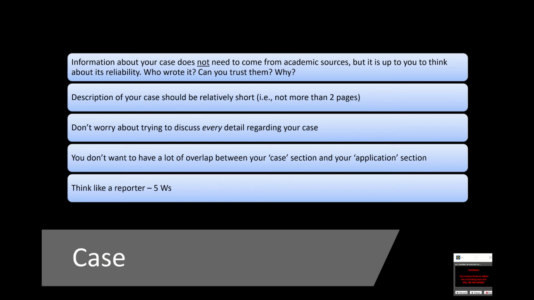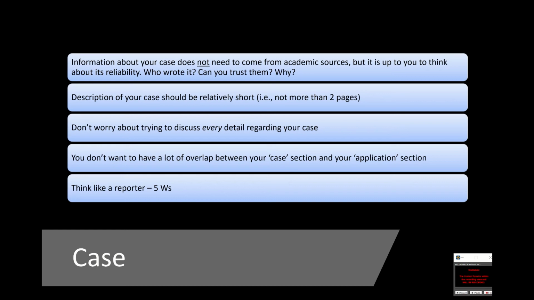So keep your description of the case relatively short, not more than 2 pages, but I really recommend just like 1 page, 1.5 pages. You're not going to receive a lot of marks for the description of your case. Your TA is just going to look at whether it's present or not present in your paper, so you have to have it. But don't worry about discussing the details regarding your case, because that's going to show up in your theory application section. So you don't want to have in your introduction to your case a lot of material that you're then going to talk about in your theory application section as well.